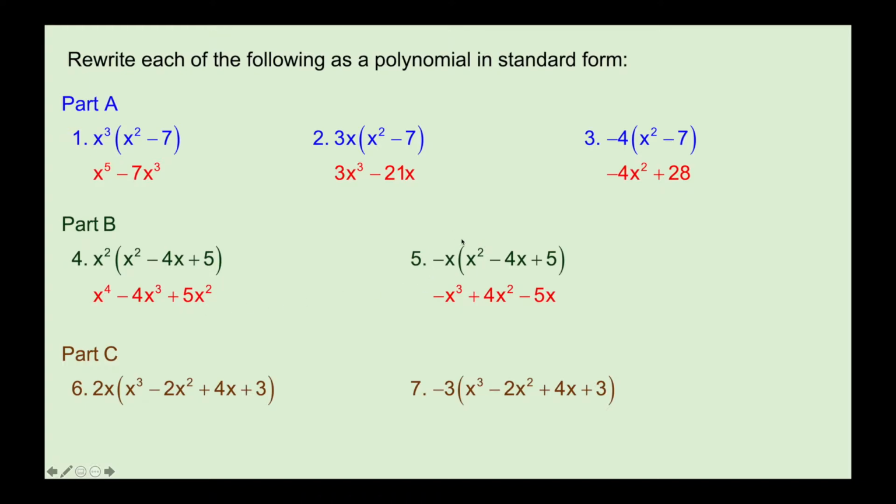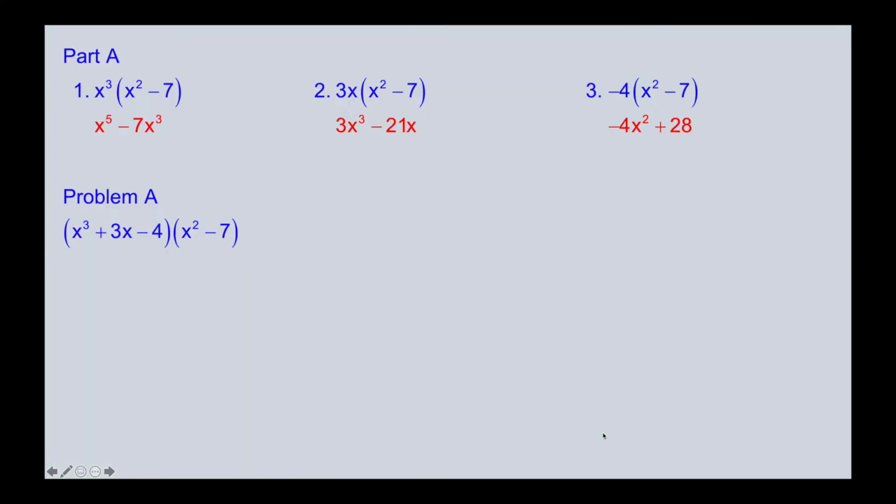For number 5, when I distribute the -x in, I'm going to get -x to the third, then I'm going to get +4x squared, and then my last term would be -5x. And then for C, in number 6, I'm distributing 2x to all 4 terms, and in number 7, I'm distributing -3 to all 4 of those same terms. And that's giving me 2x to the fourth, again adding those exponents, minus 4x to the third, plus 8x squared plus 6x. And then for number 7, we're getting -3x to the third plus 6x squared minus 12x minus 9.